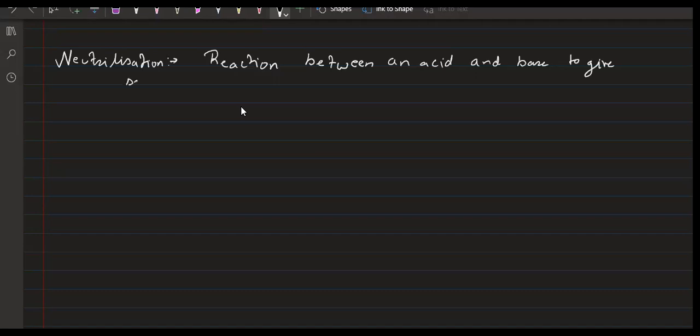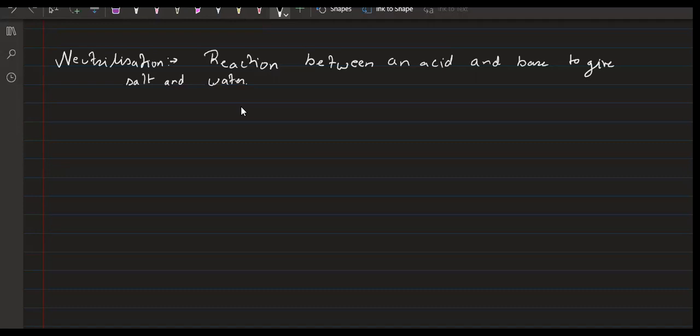So first of all, what is the meaning of neutralization? It is a reaction, by the way. It is a reaction between an acid and a base to give salt and water. This is your neutralization reaction.